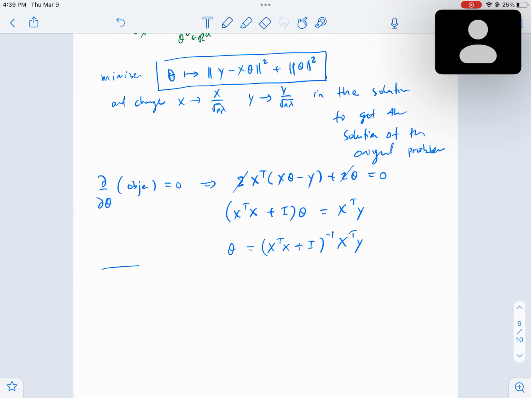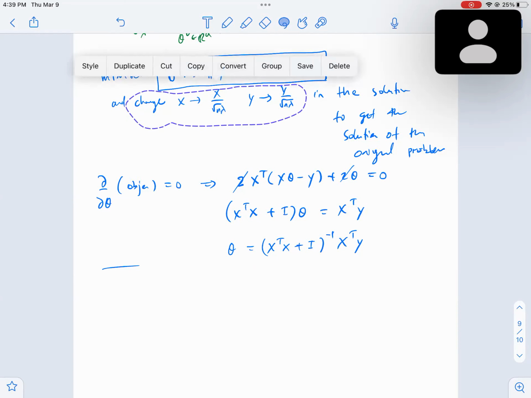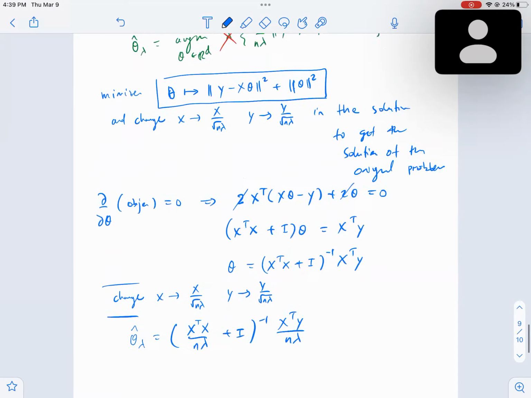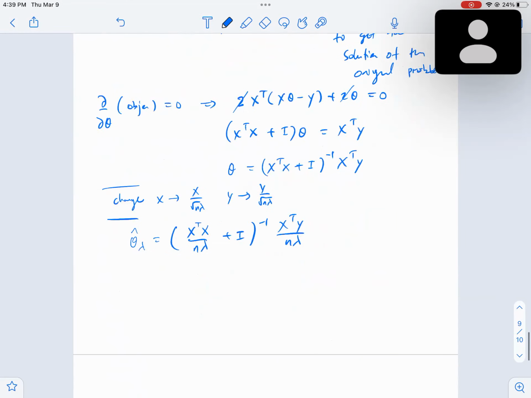So do this transformation. We get theta at lambda is equal to (x transpose x over n lambda, because I changed both to this over root n lambda, plus I) inverse. And here I get x transpose y over n lambda, again because I changed both to that. So you can verify for yourself that this is indeed the solution of the original problem. The trick is that sometimes rescaling helps. If I rescale, I get back the original problem.